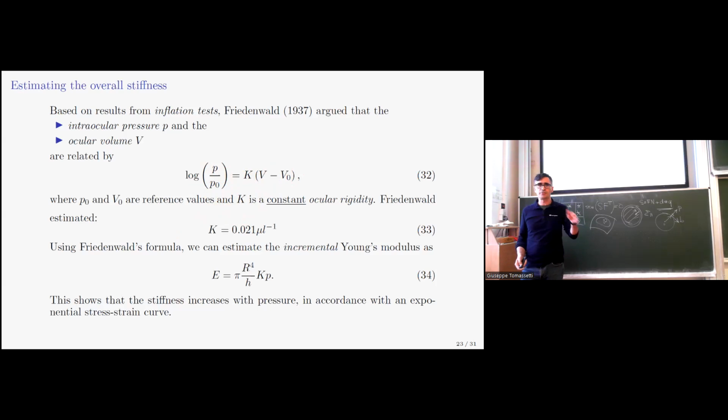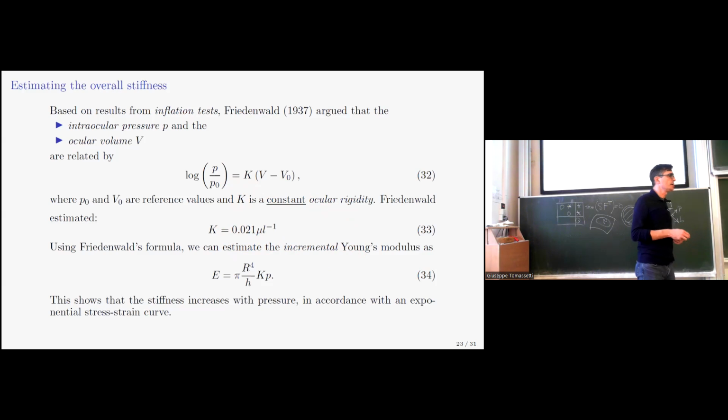So this is essentially a pressure-volume curve, like a gas, but for the eye. And it's a measure of the stiffness of the eye, because, of course, the greater is K, the greater is the pressure corresponding to a given volume. This is why it's called ocular rigidity. So this strange relation looks fine. And by using this relation, we have been able to estimate what should be the value of the incremental Young's modulus of the eye that we should introduce in our equations to have a sort of homogenization.